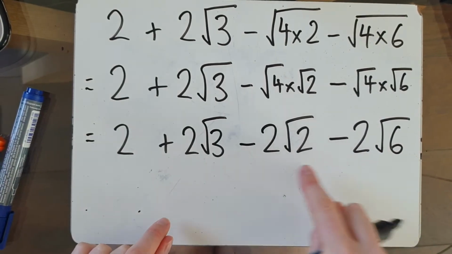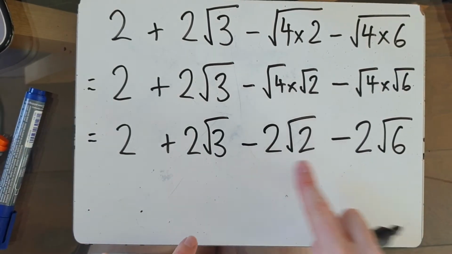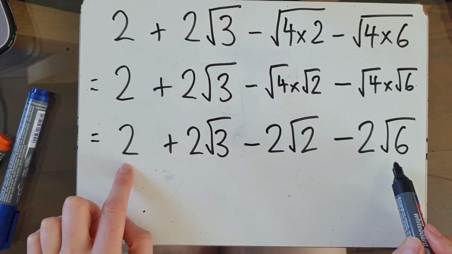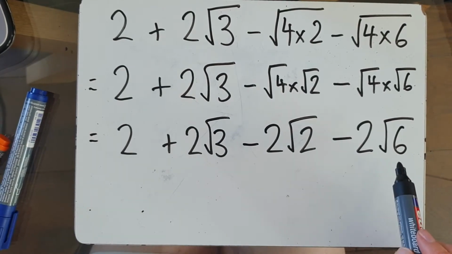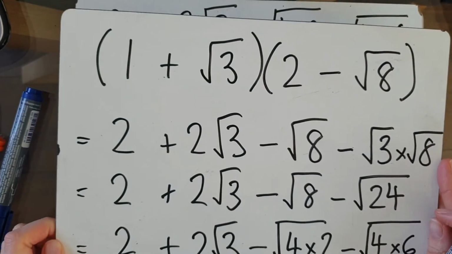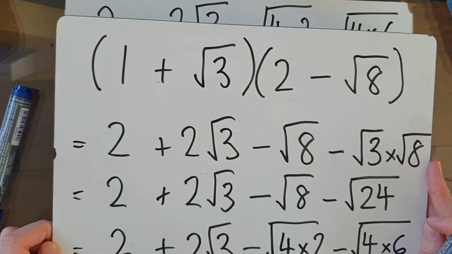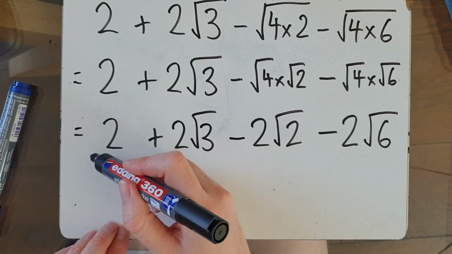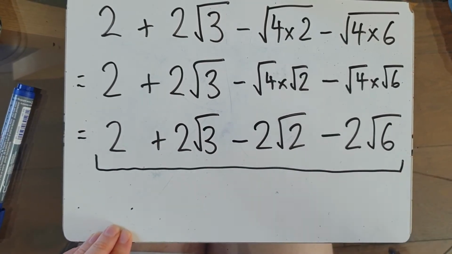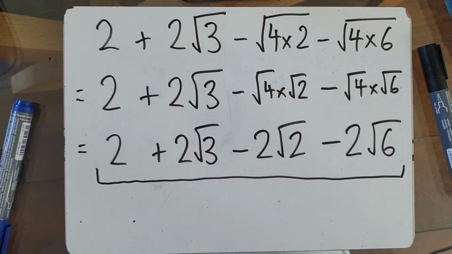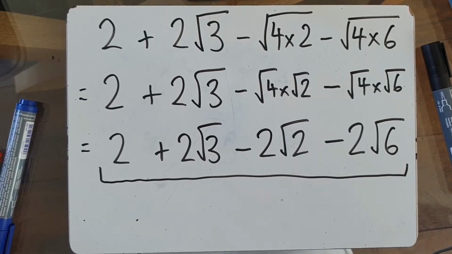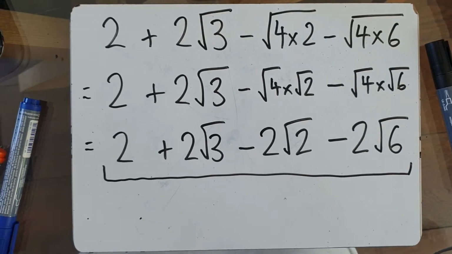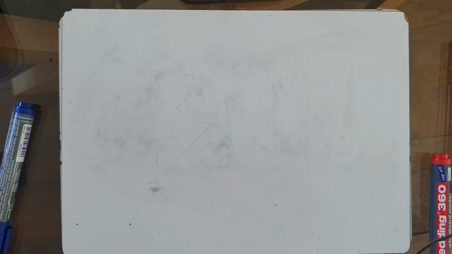I cannot combine any of those terms together because they're different surds and this one has no square root. So this is the final answer. So if I multiply out 1 plus root 3 into 2 minus root 8, my final answer is all of this here. That is everything you need to attempt exercise 4 on the sheet that I've put up. So now I'm going to go through what you need to do exercise 5.